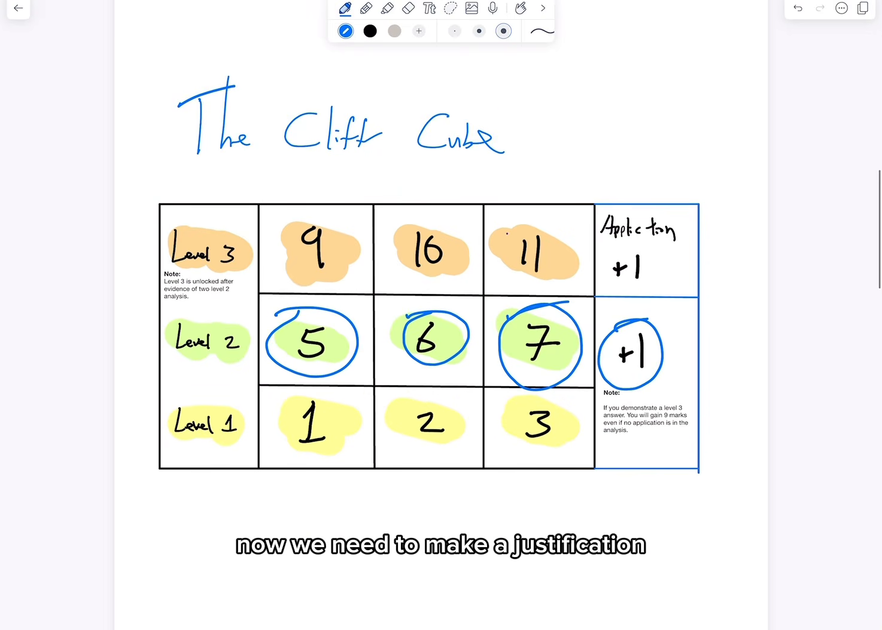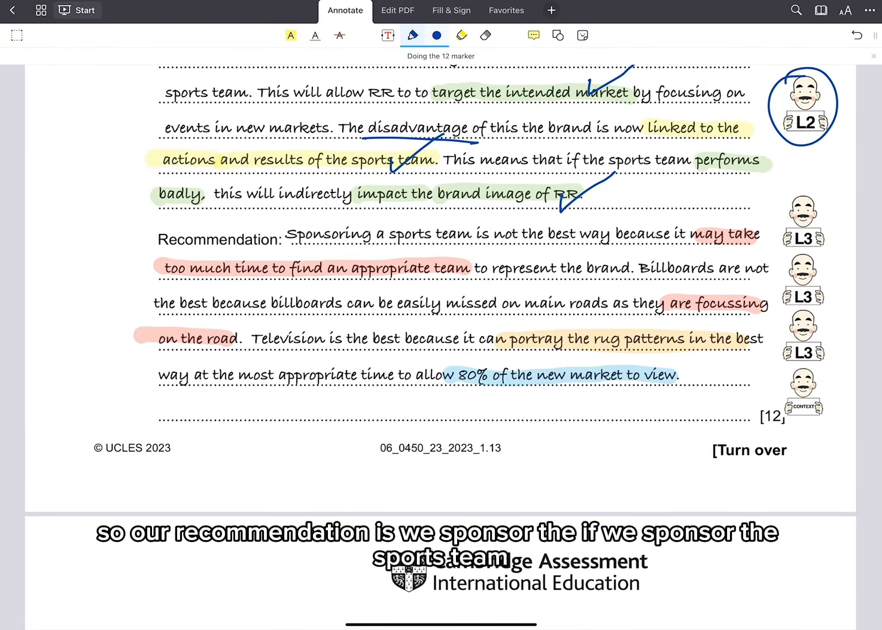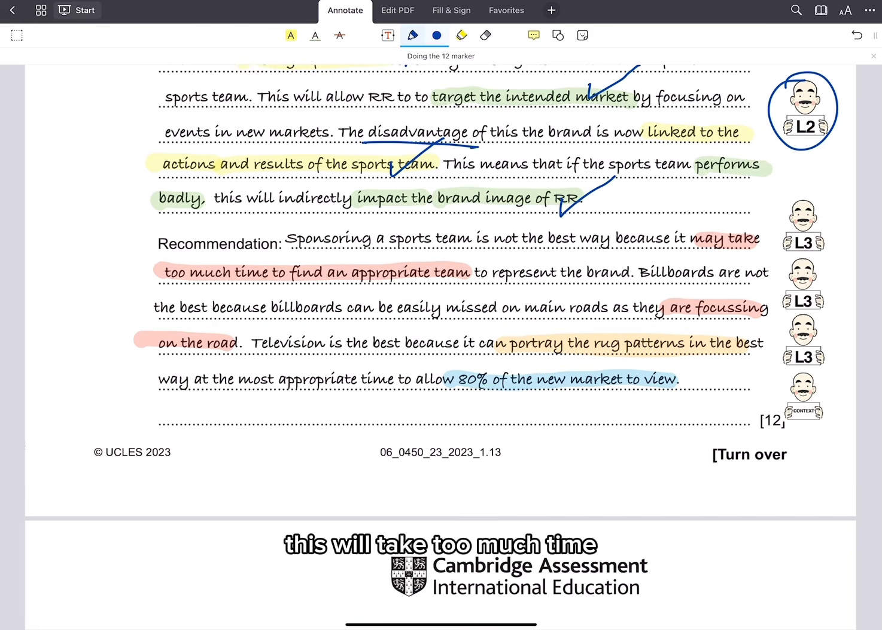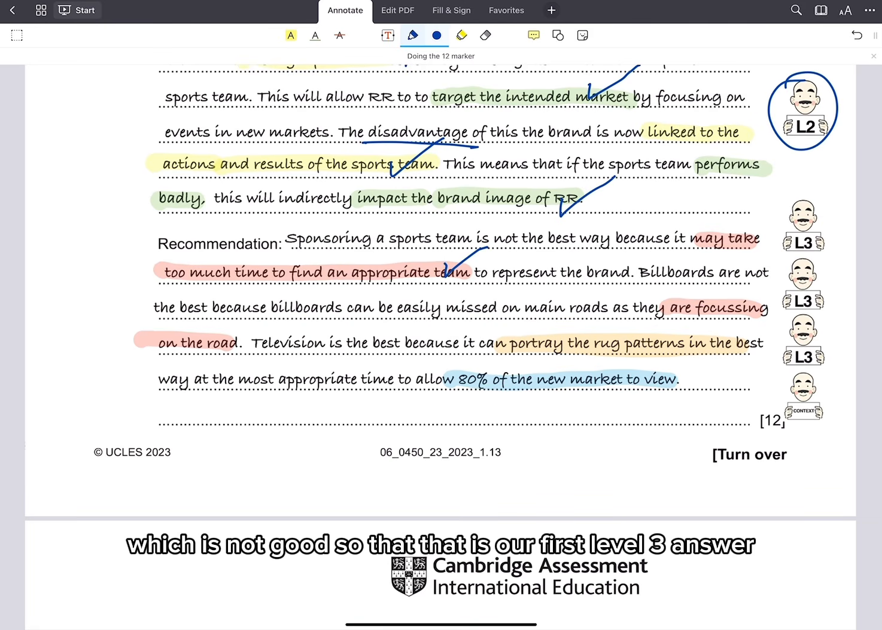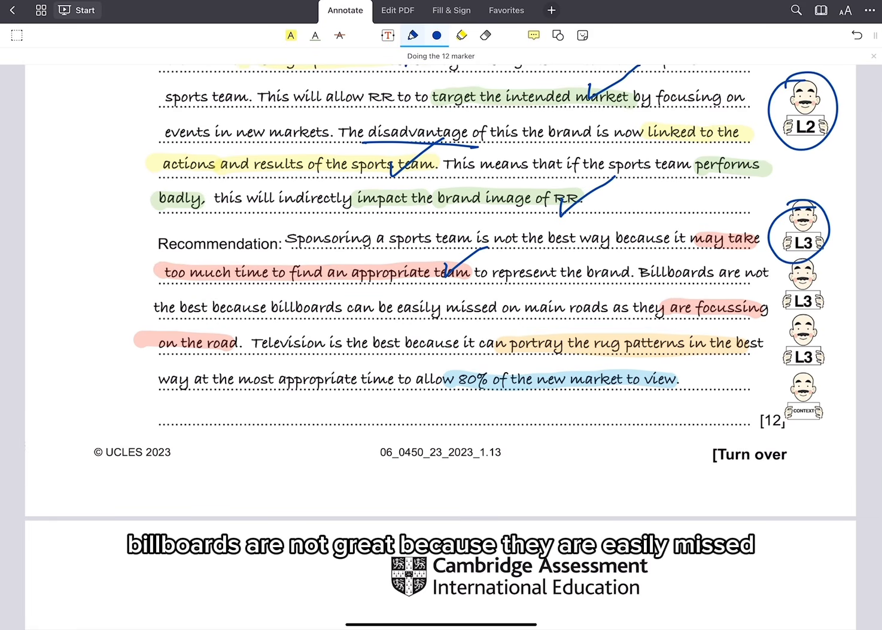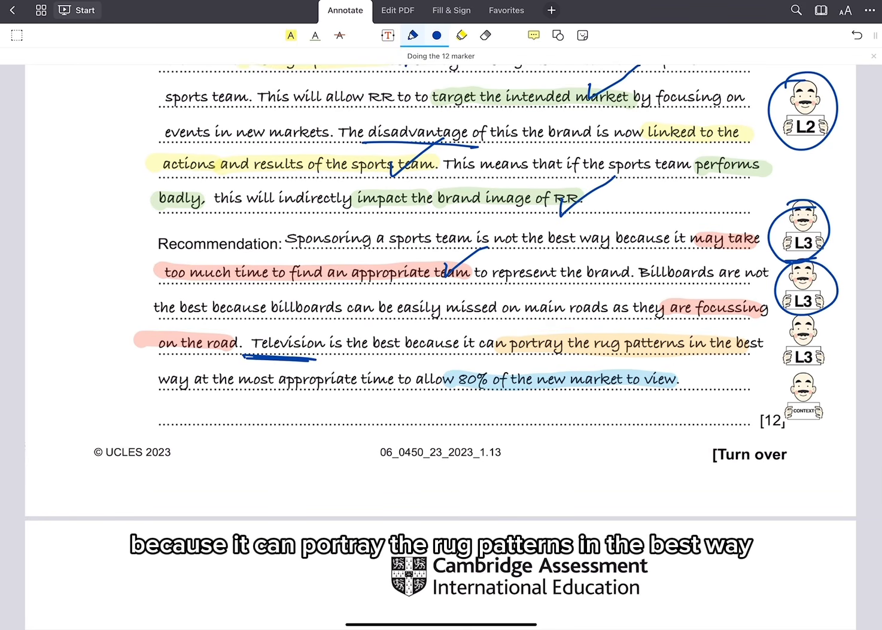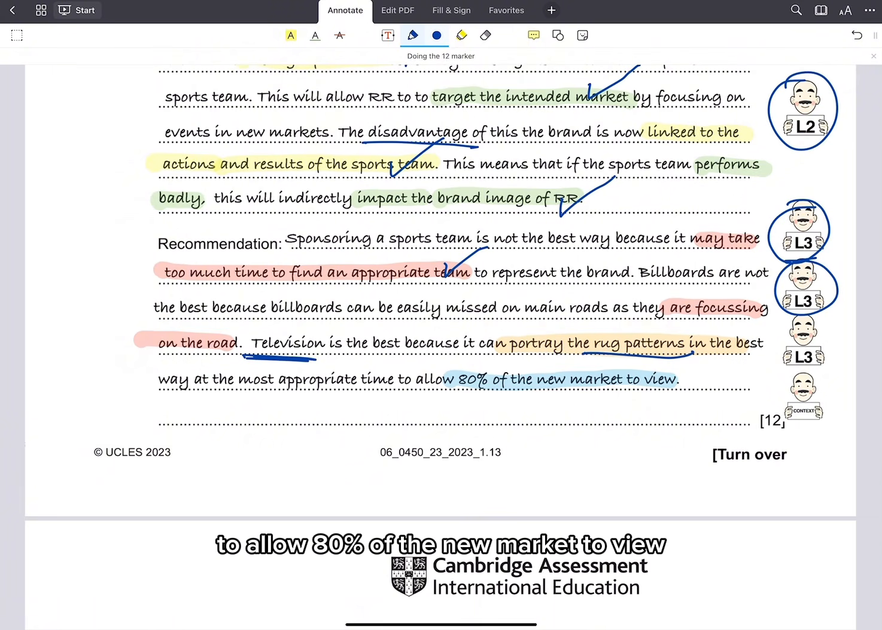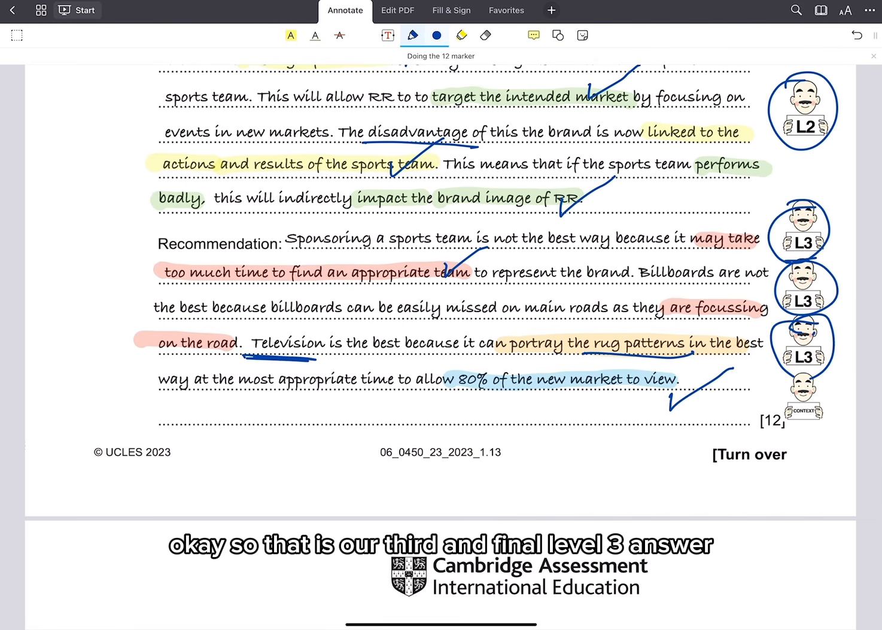Now we need to make a justification in order to achieve our first level 3 mark. So our recommendation is, if we sponsor the sports team, this will take too much time, which is not good. So that is our first level 3 answer, a justification. Billboards are not great because they are easily missed because people are focusing on the road instead, which is our second level 3 answer. And therefore, television is the best because it can portray the rug patterns in the best way and is the most appropriate time to allow 80% of the new market to view. Okay, so that is our third and final level 3 answer.